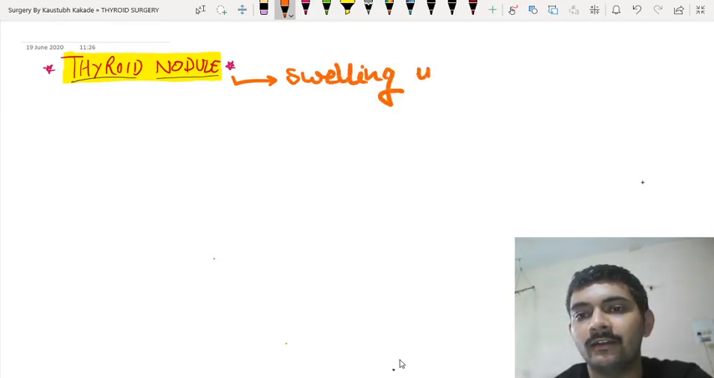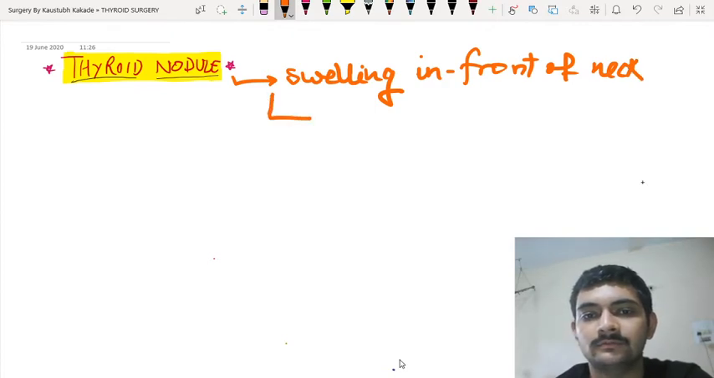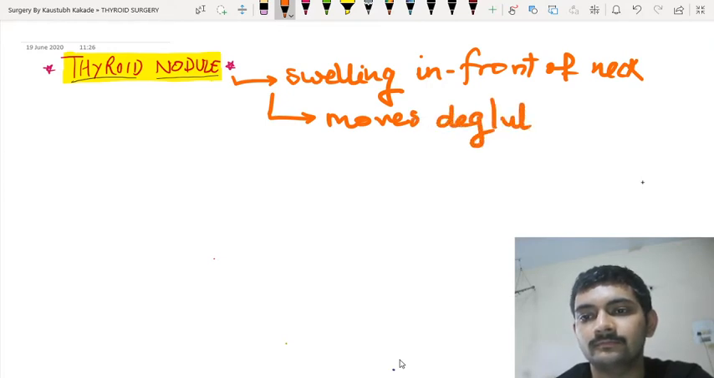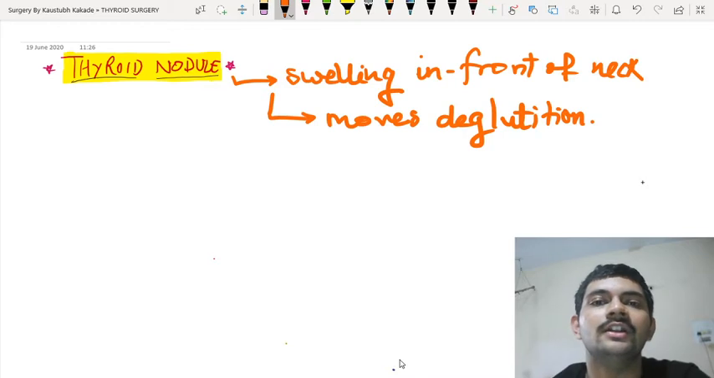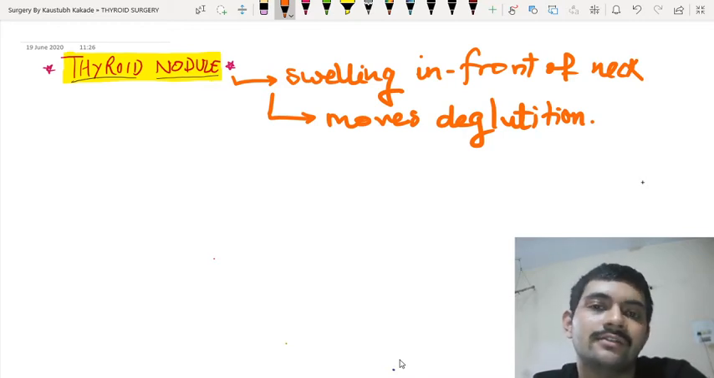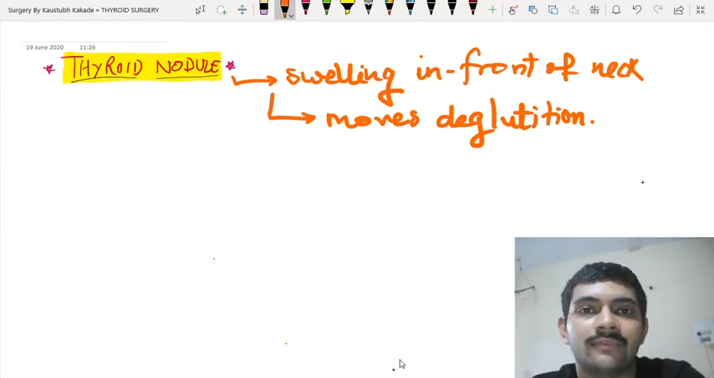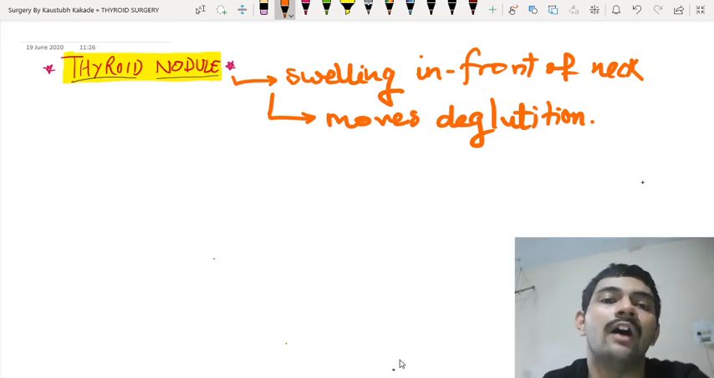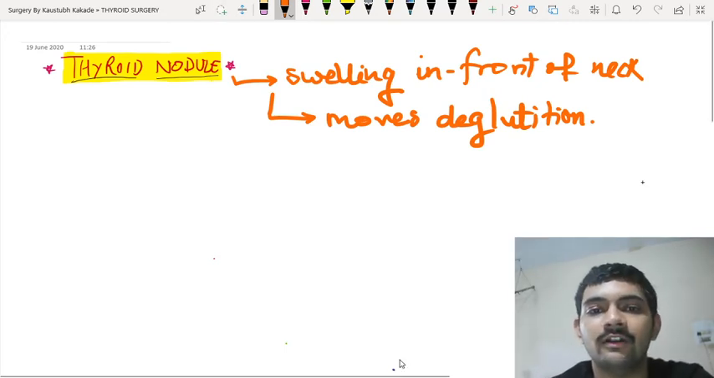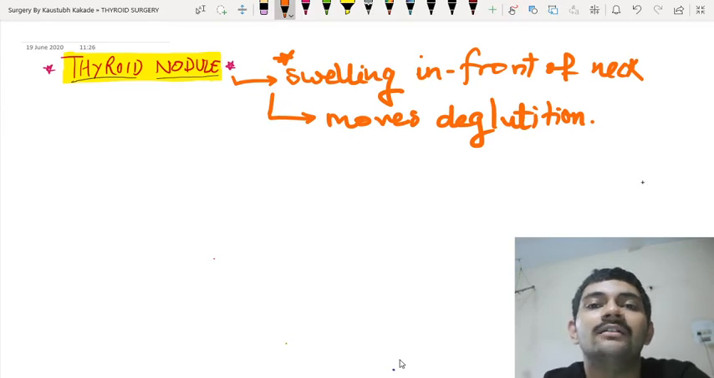It is going to be a swelling in front of the neck that moves with deglutition, right? Why does it move with deglutition? Because of the inferior constrictor of pharynx pulling it upwards when we try to ingest something. When the patient is asked to swallow, during that process of deglutition, that thyroid swelling is going to move up and down.